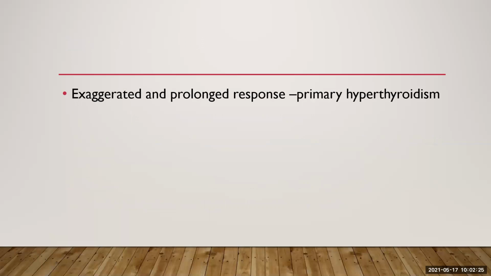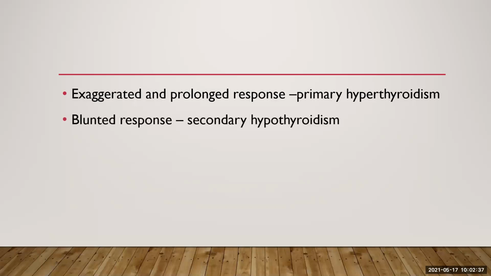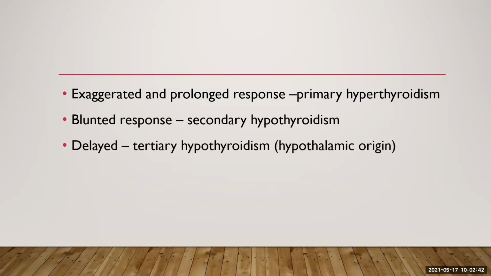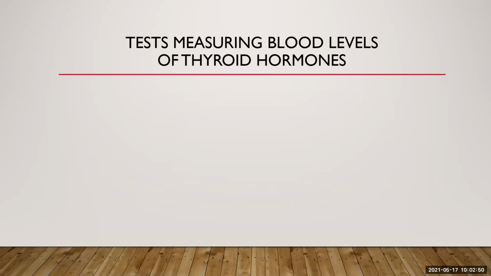Exaggerated and prolonged response indicates primary hypothyroidism, or the level starts to increase after that 40-minute interval sample. Then it can be said to be primary hypothyroidism. A blunted response indicates secondary hypothyroidism. Delayed response indicates tertiary hypothyroidism, which can be seen if the origin of the lesion is in the hypothalamic region.